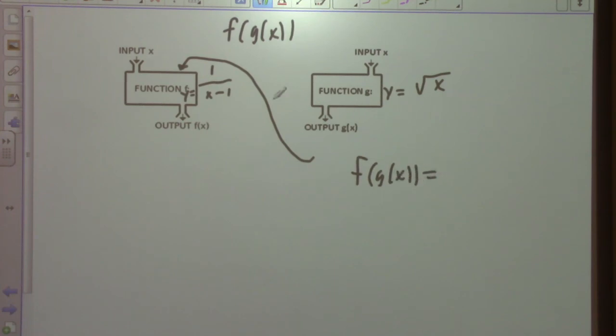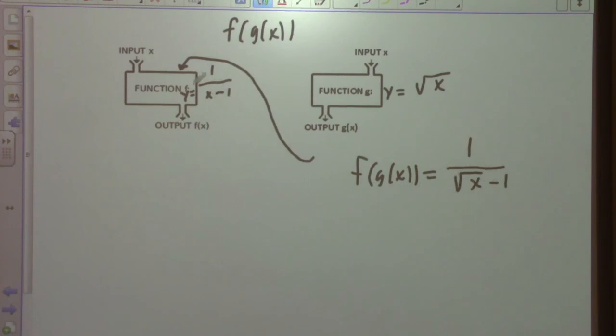equal to this square root of x in the place of this x. So that's going to be 1 over square root of x minus 1. Can this be simplified any further? No, we can't simplify this any further.